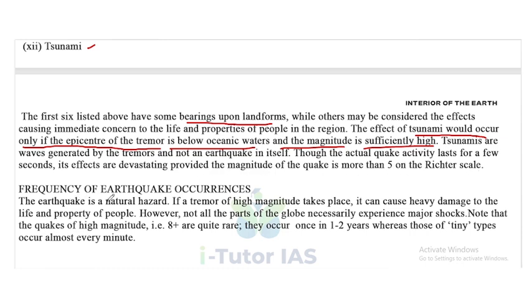Now, frequency of earthquake occurrences. The earthquake is a natural hazard. If a tremor of high magnitude takes place, it can cause heavy damage to the life and property of people. However, not all parts of the globe necessarily experience major shocks. Note that quakes of high magnitude, that is 8+, are quite rare. They occur only once in 1 to 2 years, whereas those of tiny types occur almost every minute, but we can't feel that.